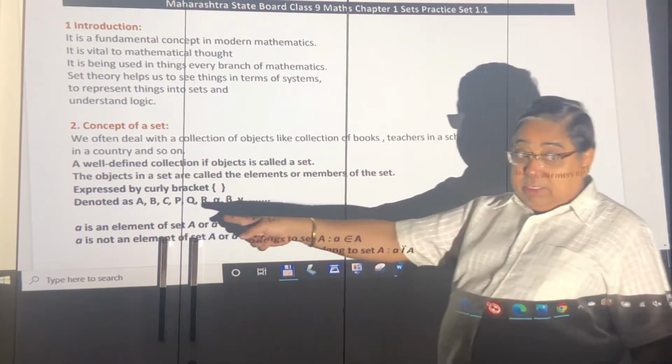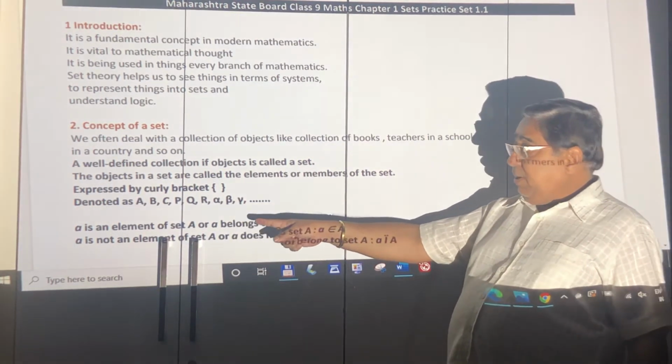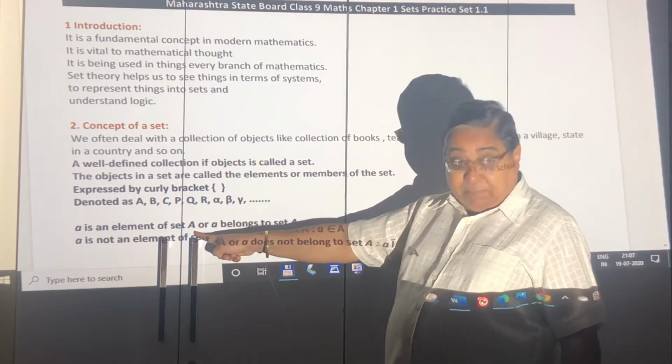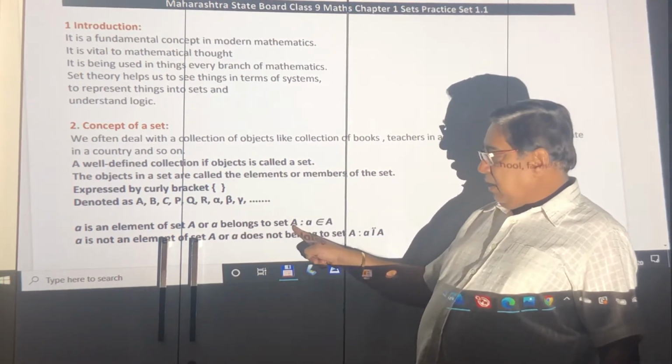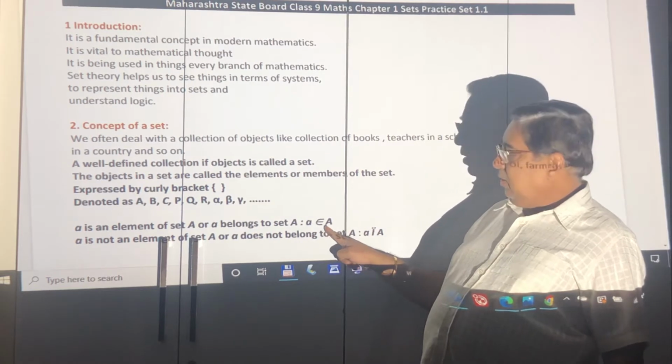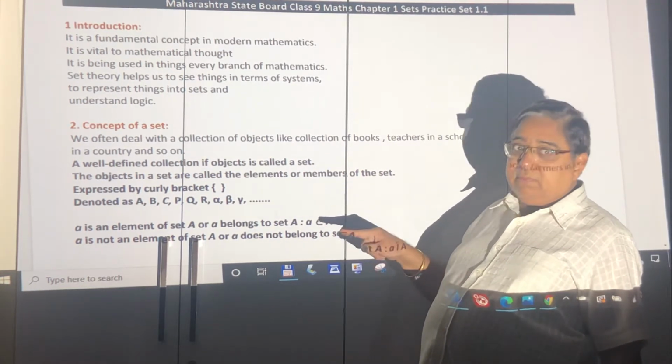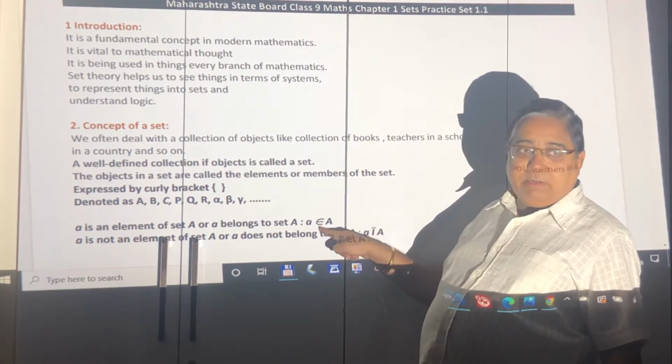A, small a, you can see now, elements are written in small letters, is a member of set A. You write capital letters for the name of the set. Or we say a belongs to set A. In our symbol, we write it like this, ∈. It's not E, it's shaped like the Greek alphabet, epsilon.